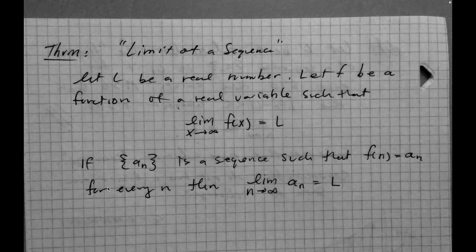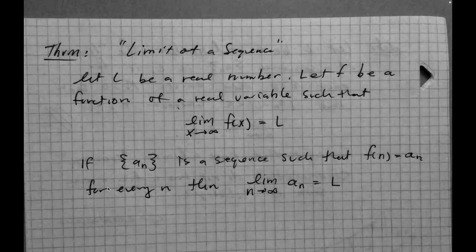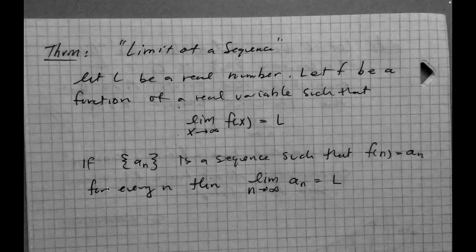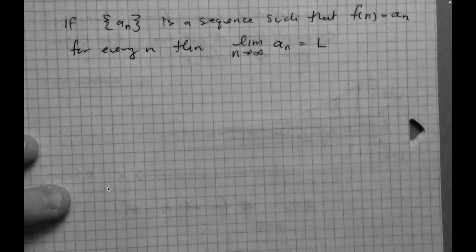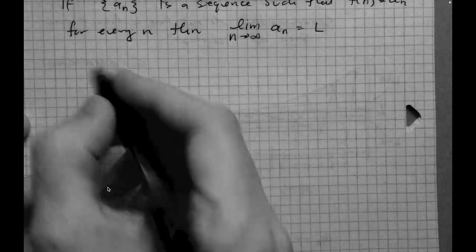Basically, if a sequence agrees with a function at every natural number and the function has some limit, then the sequence has the same limit. That's all this is. This is rather obvious, but let's just say it the obvious way.